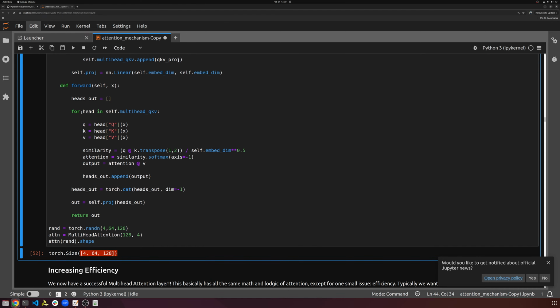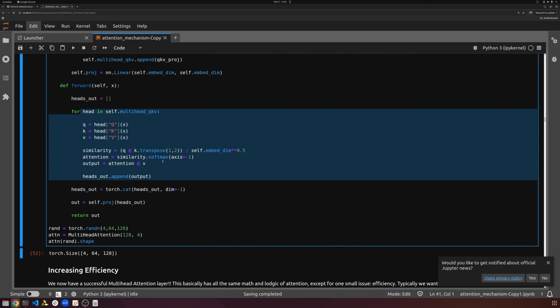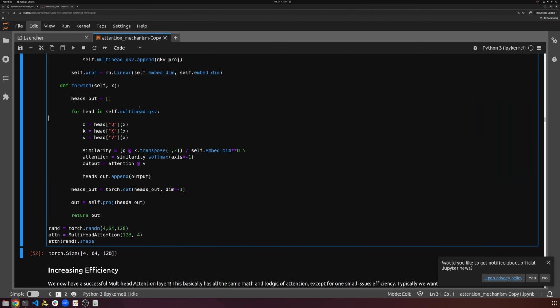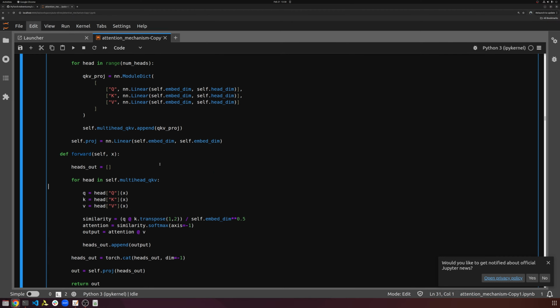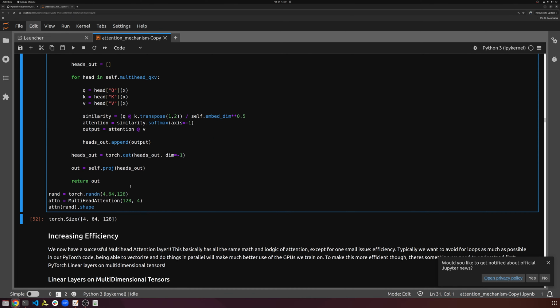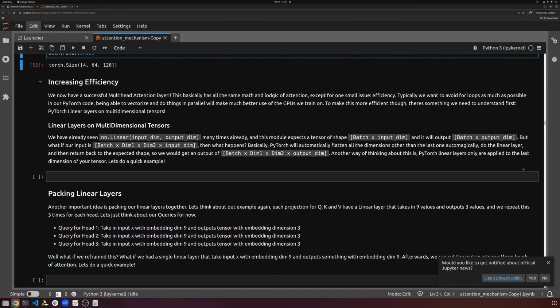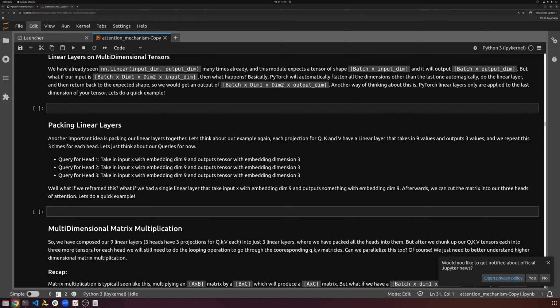But the problem is this. Notice we're doing kind of this for looping nonsense through our QKV. We never want to do a for loop, right? For loops are always slower. We want to utilize the GPU by parallelizing this operation. And so we're going to create a more efficient implementation.